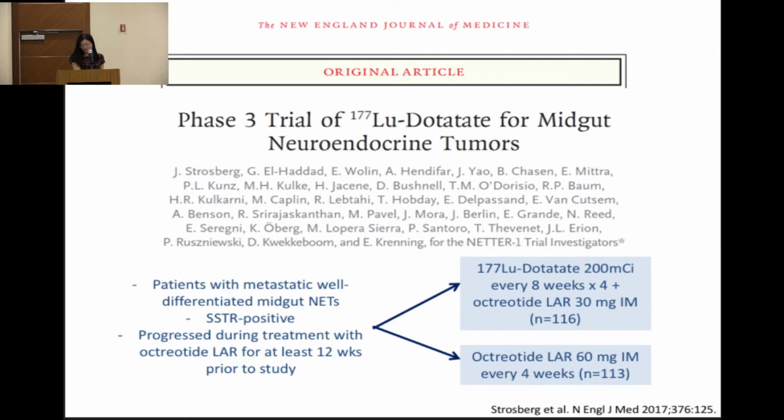So this is a key trial that was recently published in the New England Journal of Medicine. The NETTER-1 trial tested patients who were refractory to octreotide, randomizing them to PRRT plus octreotide versus high-dose octreotide, as you can see here.